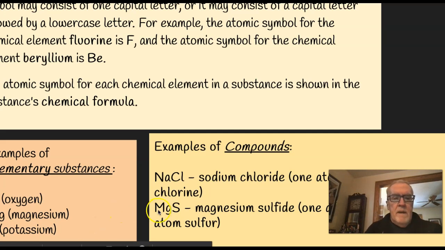Here's another one. MgS. Notice, Mg stands for magnesium, S stands for sulfur. And you know there's two because you've got the capital M, lowercase g, and then another capital letter S. That means there's another element in there. So that's called magnesium sulfide. One atom of magnesium, one atom of sulfur.